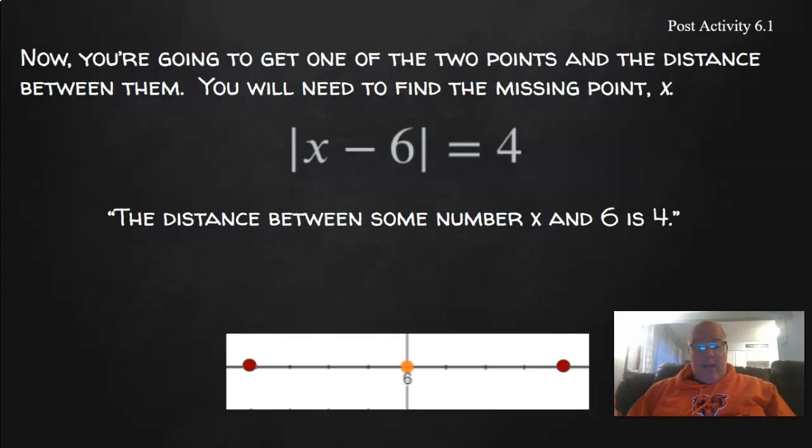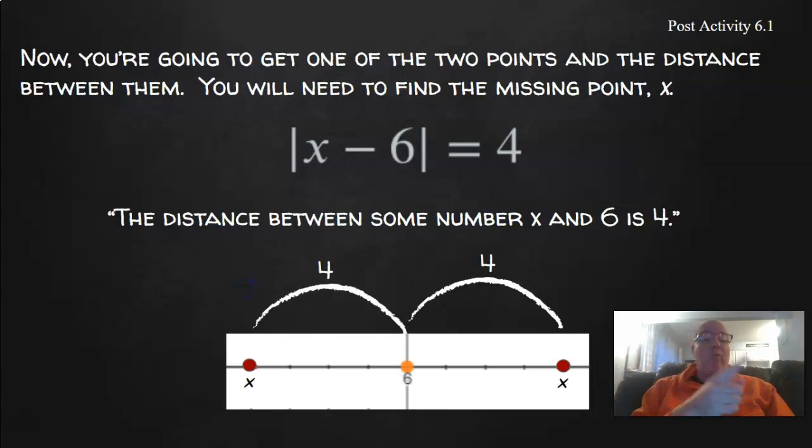Okay, so what we have then is a number line. We know 6 is one of the numbers, but we don't know what the other number is. So we're going to call that other number x. All right, we're going to figure out what x is. The other part that we know is that the distance between 6 and that other number is 4 units. So I can go 4 units to the right of 6, but I could also go 4 units to the left of 6.